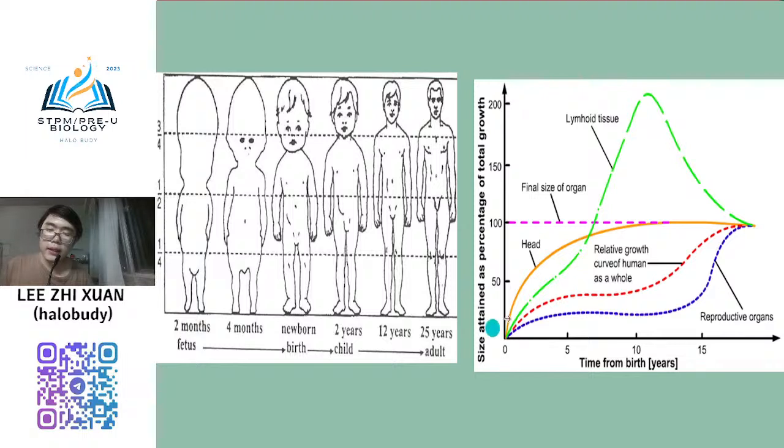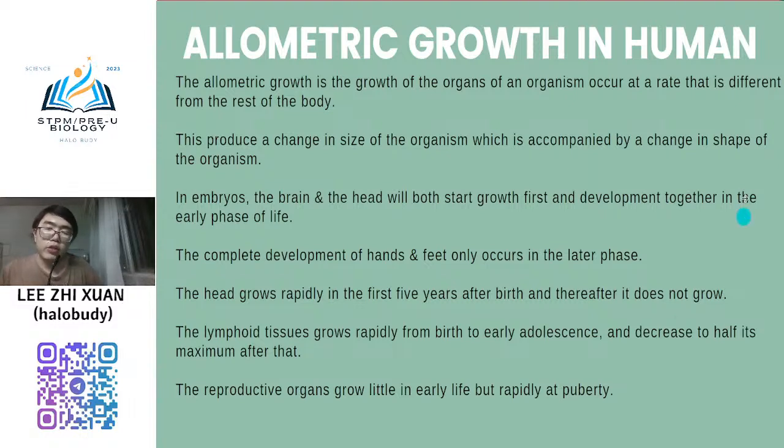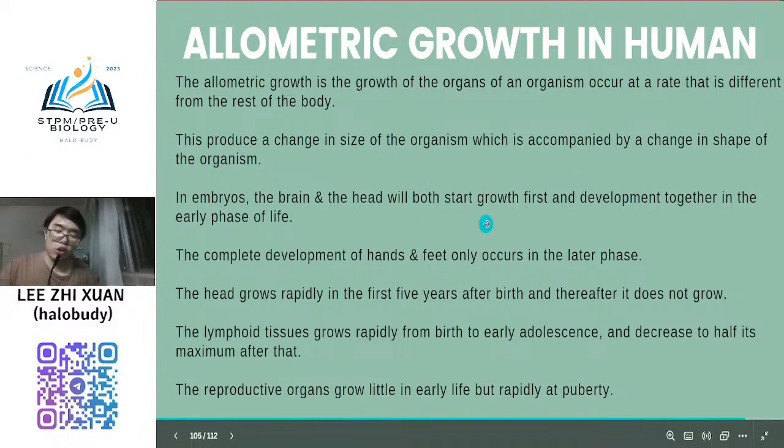And then the reproductive organ is the organ that grows at the late stage of the human lah. It only starts to grow rapidly when the human enters puberty age. So this is the pattern of allometric growth, meaning that the growth of the organ in the organism is different from the rest of the body. So it produces a change in size of organism, which is accompanied by a change in shape of organism. All this is the explanation that I mentioned according to this graph lah.